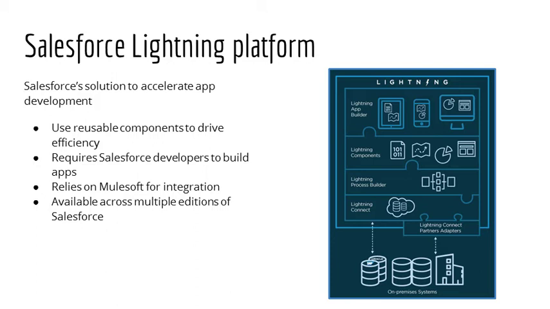Let's look at two specific options for a high-productivity cloud platform. First up, Salesforce Lightning. Now, this is a capable platform that really helps cut short development time for mobile apps. And it does this by having reusable components to drive efficiency. It's even available across many editions of Salesforce. And if your systems are already heavily Salesforce dependent, then this is a great option.